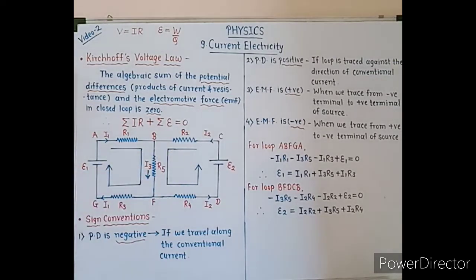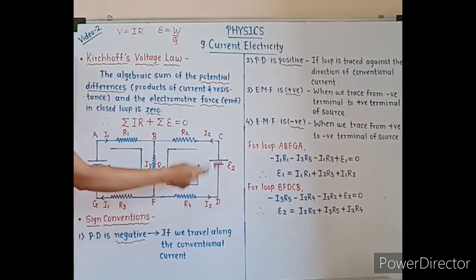Now similarly for the second loop B, F, D, C, B. We are tracing the loop from B to F, and the direction of conventional current is also B to F, so we get minus I3 R5. Now we travel from F to D, and the direction of conventional current is also from F to D, so we get minus I2 R4. Second term is minus I2 R4.